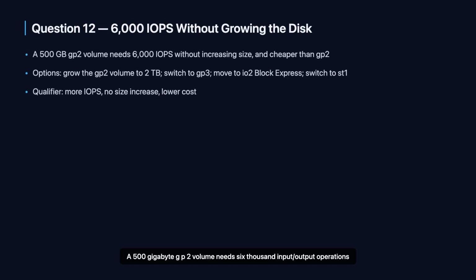Question 12. The 500 gigabyte GP2 volume needs 6,000 input-output operations per second without growing the volume, and cheaper than GP2. The options are grow the GP2 volume to 2 terabytes, switch to GP3, move to IO2 Block Express, or switch to ST1. The qualifier stacks 3 constraints: more IOPS, no size increase, and lower cost.